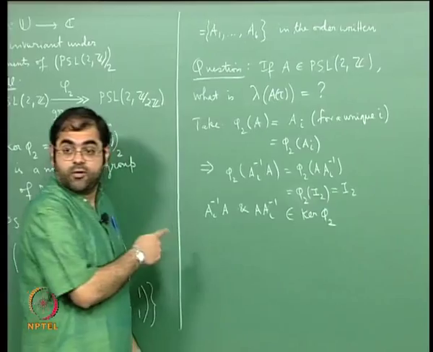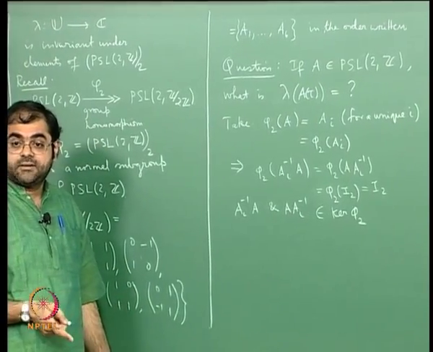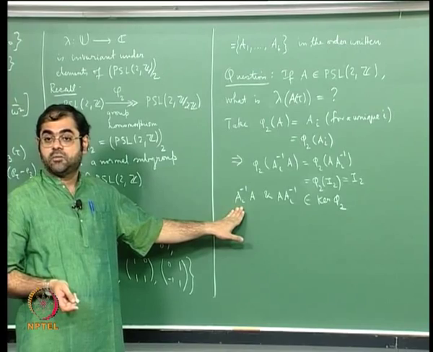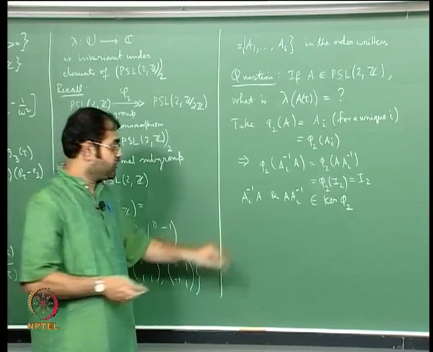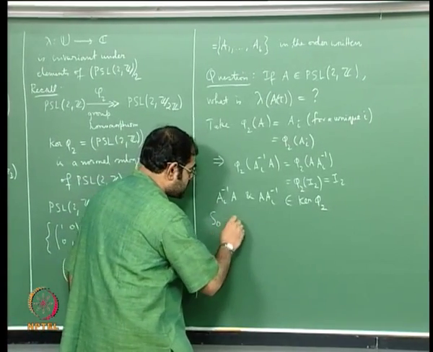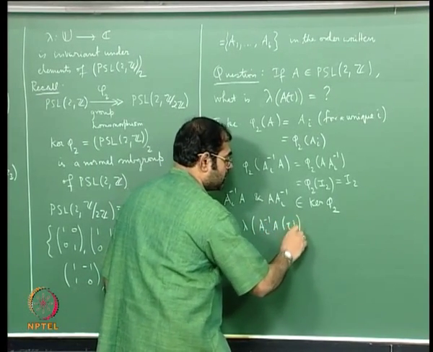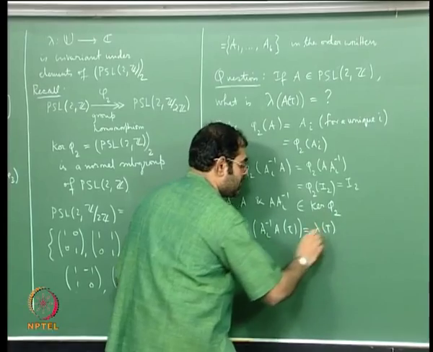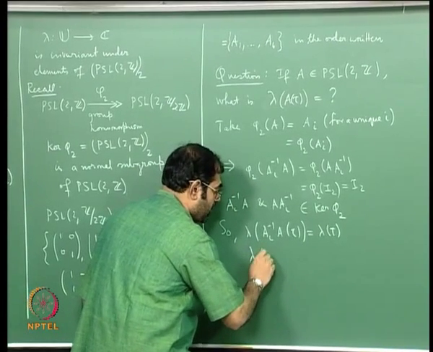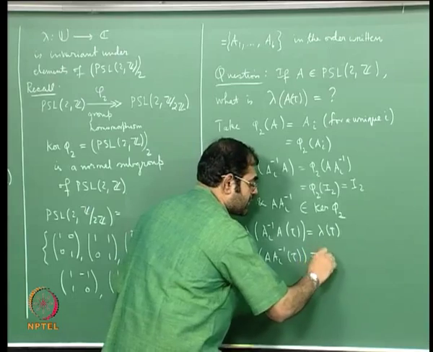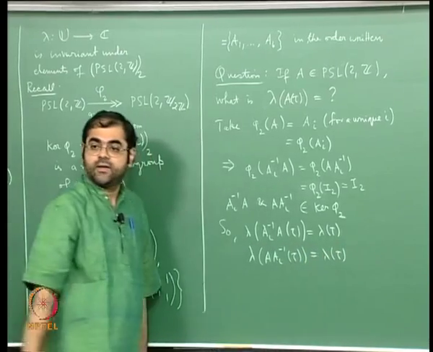But we have already proved that lambda is invariant under the action of elements of the congruence mod 2 subgroup. So what you will get is lambda of AI inverse A of tau is lambda tau, and you will also get lambda of AI inverse tau is lambda tau.